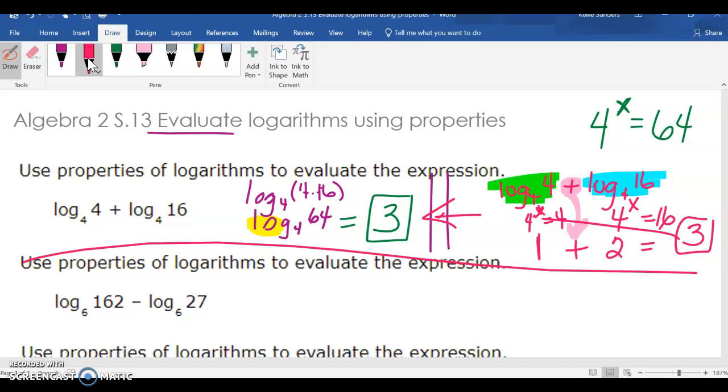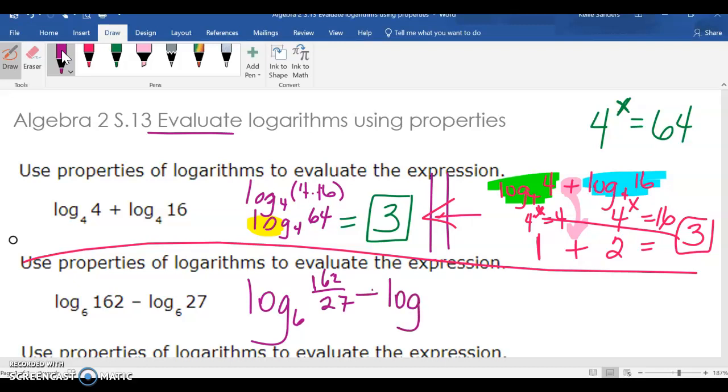Now on this one, there's not a correct amount of 6's that multiply together to get 162. So there's not going to be a second way of being able to do this. So we're just going to go the old-fashioned way and divide 162 by 27. And 162 divided by 27 is 6. And this is asking 6 to the what power will give me 6. And the answer is 1.